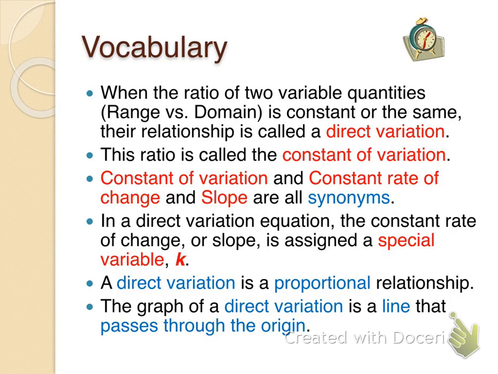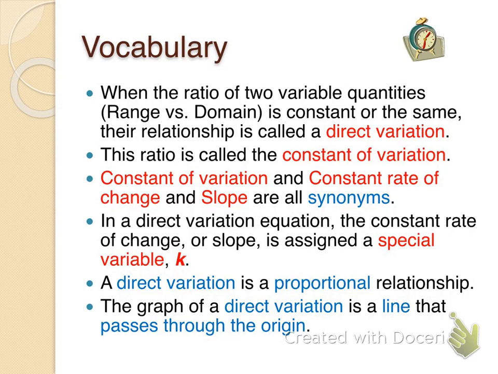First, we have some vocabulary. These are all probably new vocabulary words for you, so you should write these down and study them. When the ratio of two variable quantities, range versus domain, is constant or the same, their relationship is called a direct variation. This ratio is called the constant of variation. Constant of variation and constant rate of change and slope are all synonyms. Now you should know that a synonym is just another word that you can use that has the exact same meaning as a different word.